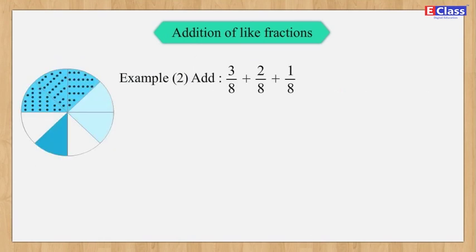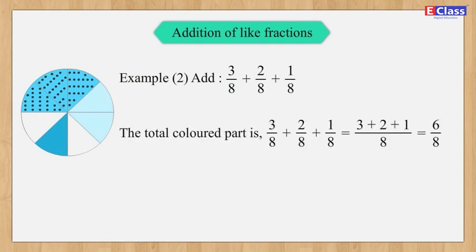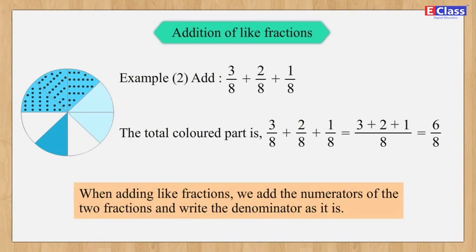Example 2. Add 3 upon 8 plus 2 upon 8 plus 1 upon 8. The total colored part is 3 upon 8 plus 2 upon 8 plus 1 upon 8, which is equal to 3 plus 2 plus 1 upon 8, which is equal to 6 upon 8. When adding like fractions, we add the numerators of the 2 fractions and write the denominator as it is.